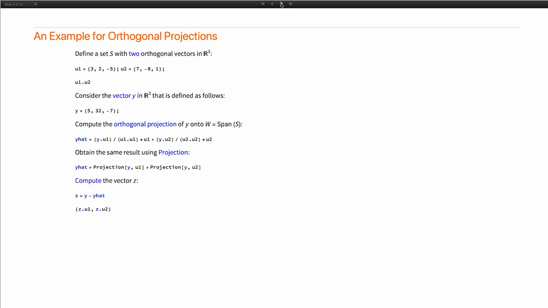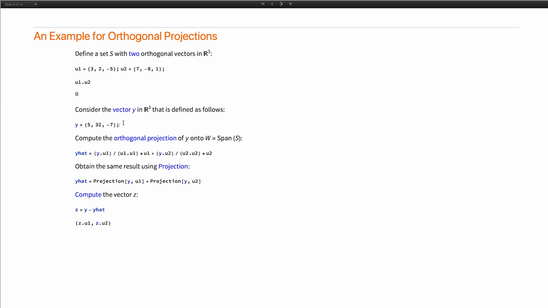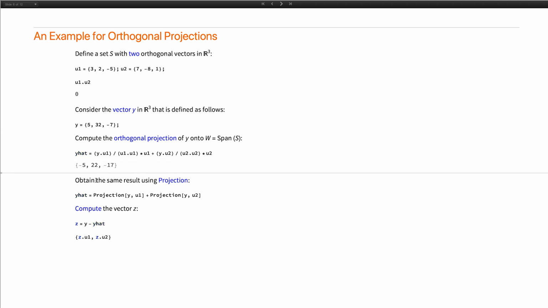Okay, so as an example, here is a pair of vectors. They are orthogonal. Take another vector in R3. So you have two vectors in R3. Let's compute the orthogonal projection onto the subspace. Let's check the answer with the projection function. So you do projection along the first direction, projection along the second direction, and then what you get back is just the same result. And if you compute the residual vector z, then it indeed is perpendicular to both u1 and u2.